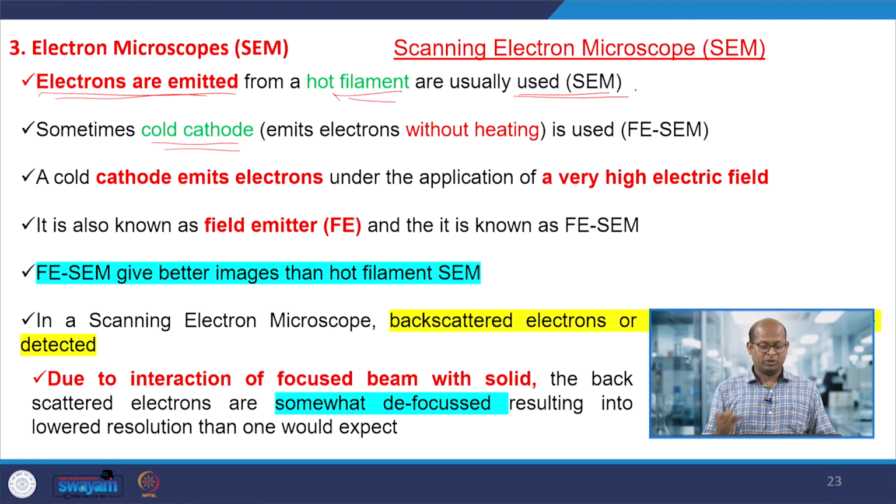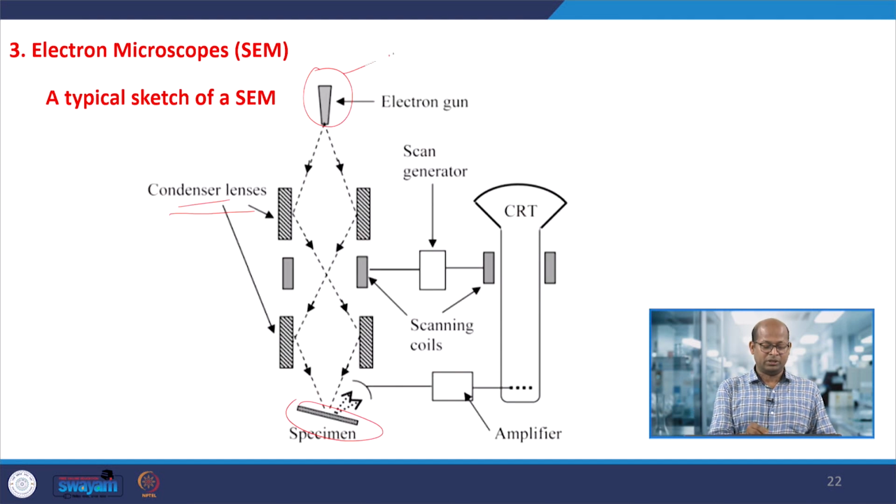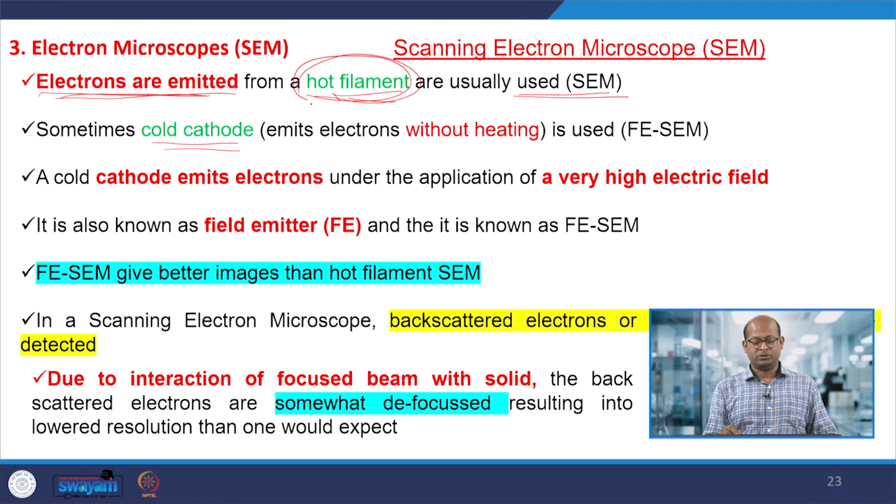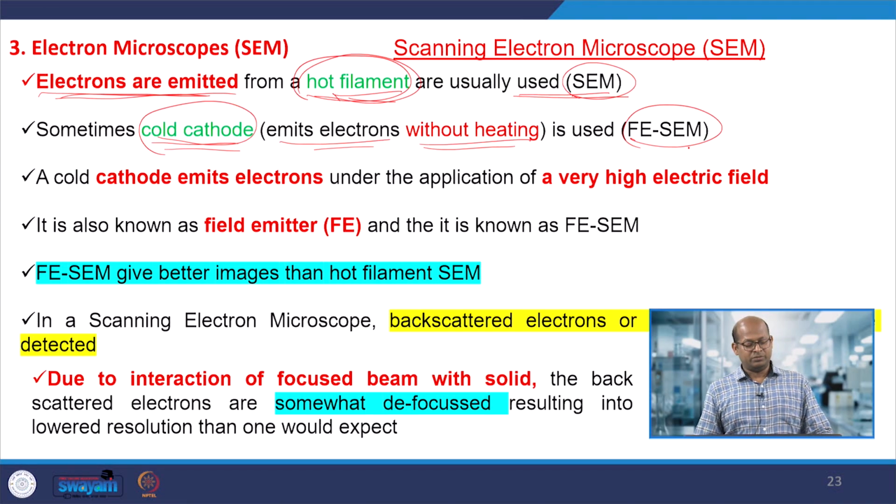So normally a hot filament is used as a source of electrons. The electron gun has gradually been developed. The electron gun may use hot filaments, which is the conventional type. Or the electron gun may use cold cathodes without any heating. The electrons are emitted from that cathode source, which remains cold, so it is more efficient. That is the basic difference between them.